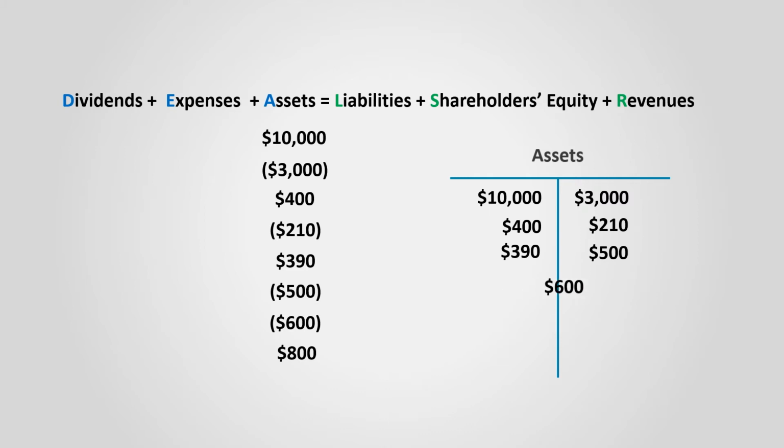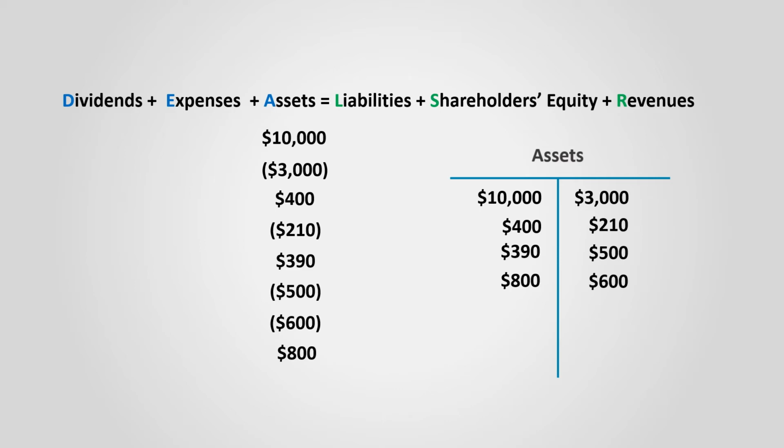This is what we call a T account. This is the case for all the accounts which fall under the DEA classification. That is, we place the positive values on the left side and the negative values on the right side. The left side is also called the debit side and the right side is called the credit side. The left side has the effect of increasing the value for dividends, expenses, and assets, and the right side has the effect of decreasing the value for the same categories.